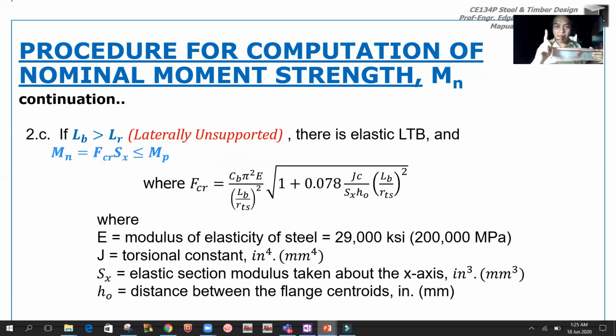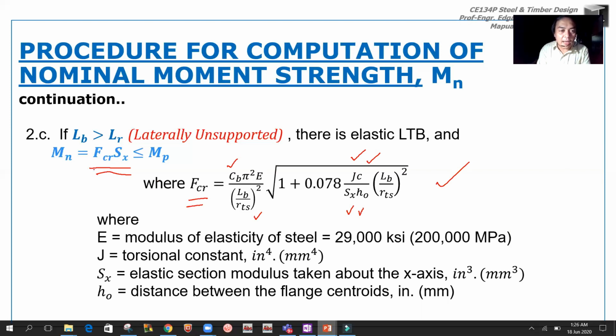Therefore, yung MN na gagamitin mo sa kanya would be this one: FCR times SX. Ano yung FCR? Ito yung formula ng FCR. Familiar naman lahat tayo sa mga variable, no? Yung CB, the LB, the RTS, the torsional constant J, we have the C, the SX, the HO, lahat. Ibig sabihin, lahat yan na-discuss ko na from previous lecture. So, direct substitution lang yan. You could solve for the FCR. I-times mo na SX, yun ay MN.